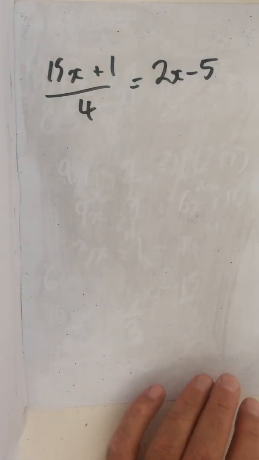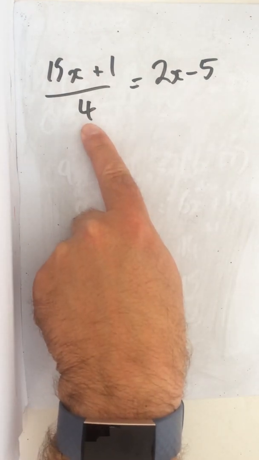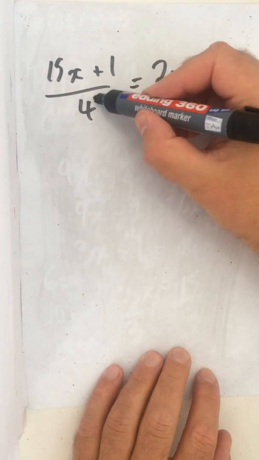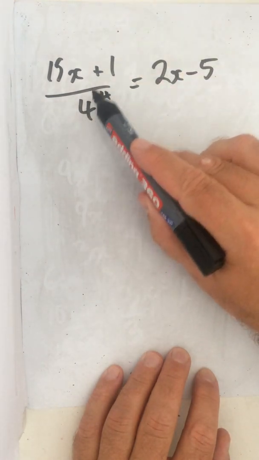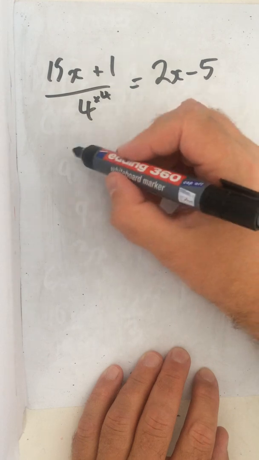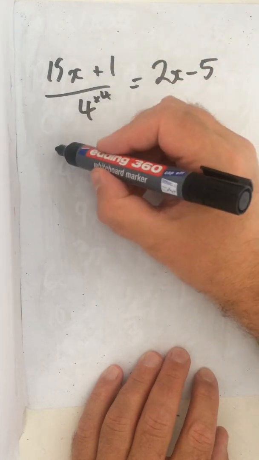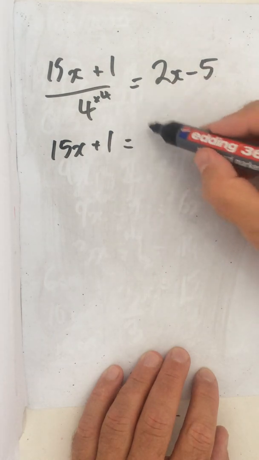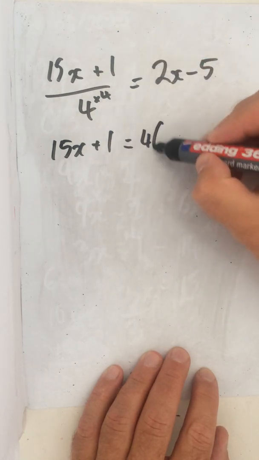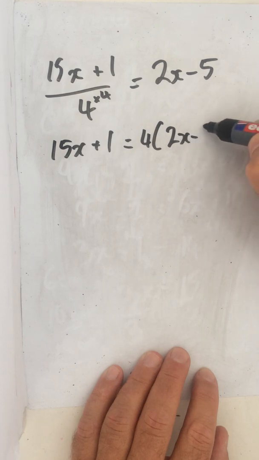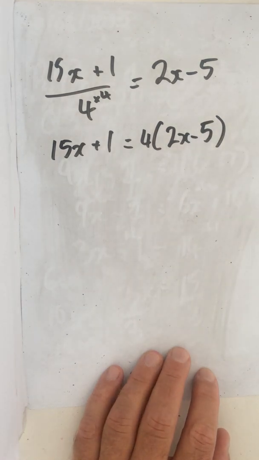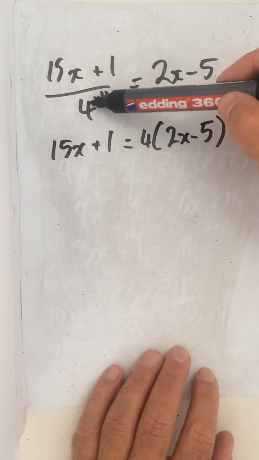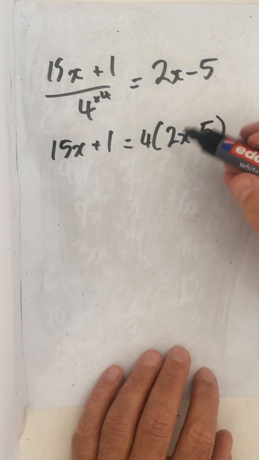So our first step is get rid of the divided by 4. Okay, get rid of the divided by 4. And I do that by timesing it by 4. Now by timesing this by 4, because it was divided by 4, that leaves me with 15x plus 1. And on the other side, I also have to times it by 4, so I'm going to just put the 4 outside the bracket like that, okay? So that is really the first step, okay, is we're multiplying both sides by 4.